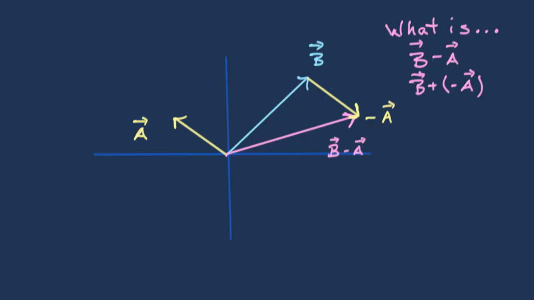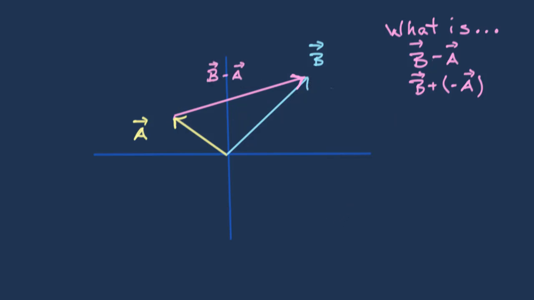But check this out. What if I take this pink vector here, the b minus a, and I move it so the tail of the pink vector b minus a is at the tip of the yellow vector a? And what do you see? What you see is that the difference vector, the b minus a vector, is a vector that goes from the tip of a to the tip of b. That's b minus a. That's the result I wanted you to get in this video.